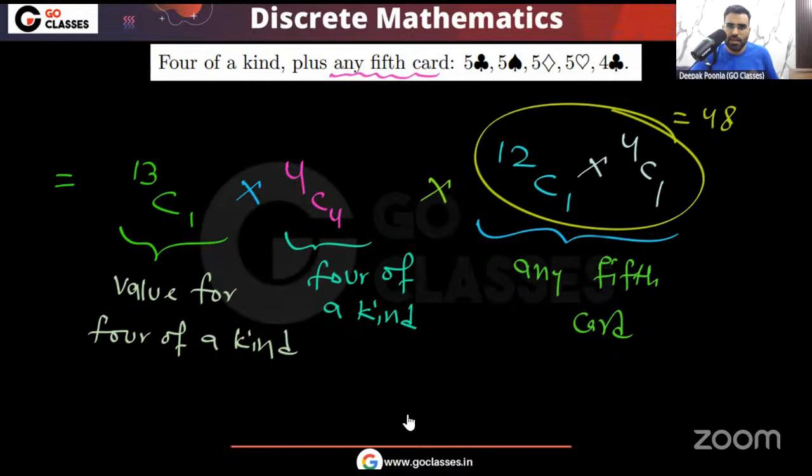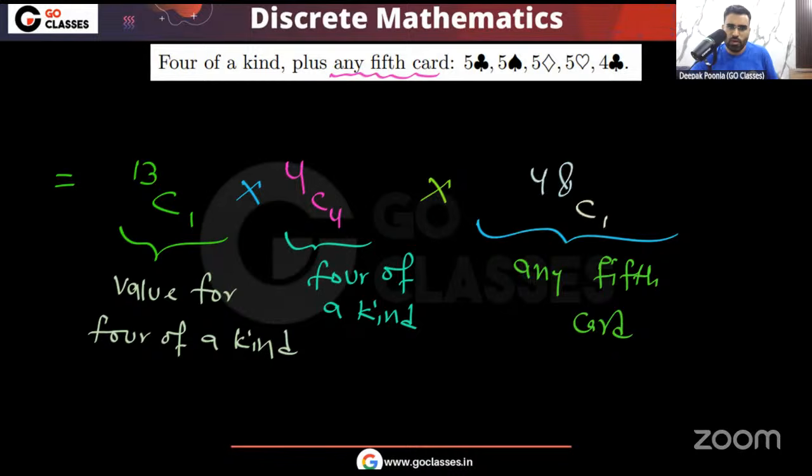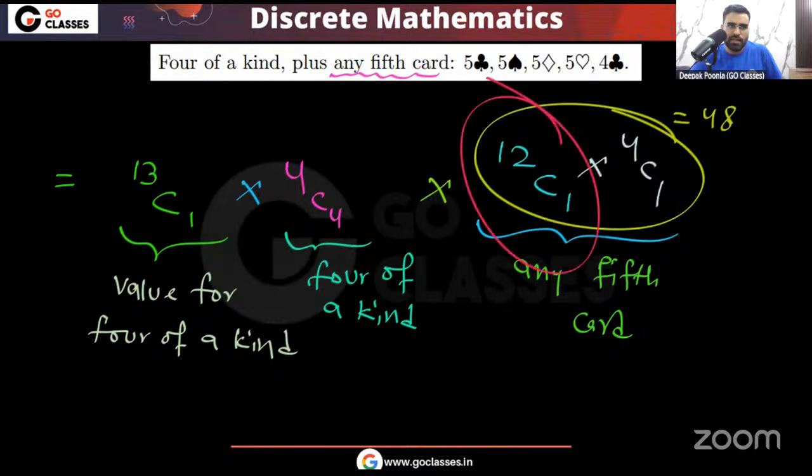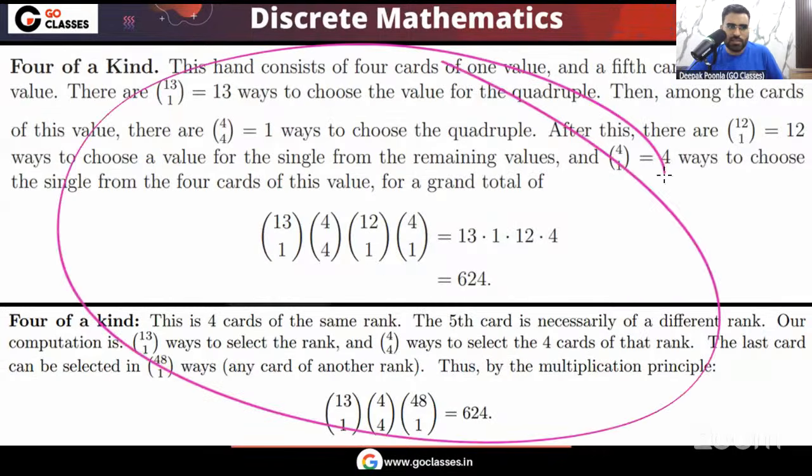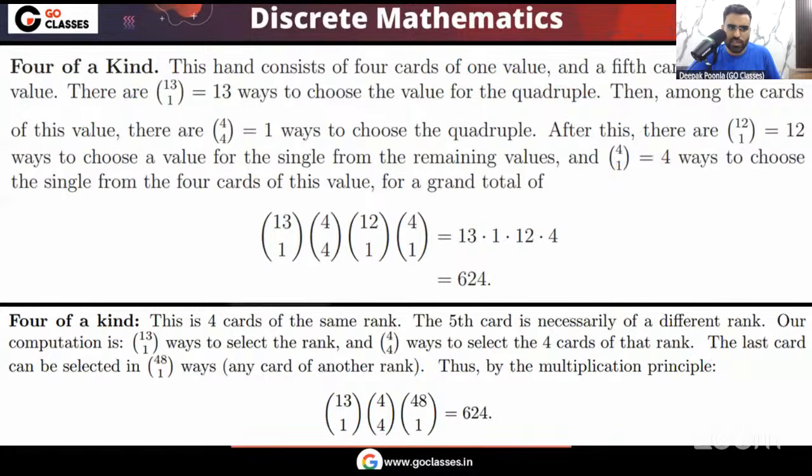So you can see that either you can directly do 48, or you can do it like this: there are 12 values remaining. From those 12 values you choose one value, and for that value there are 4 cards, but I just want one card. Overall it will be 48, and the same 48 you can multiply here, because any fifth card is fine. I hope you understood. Simple, right? This is the explanation. You can pause the video and read it. This we have already seen.